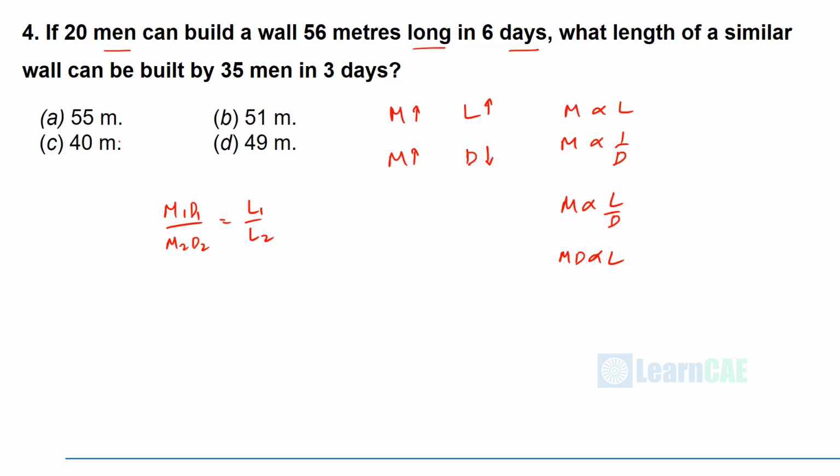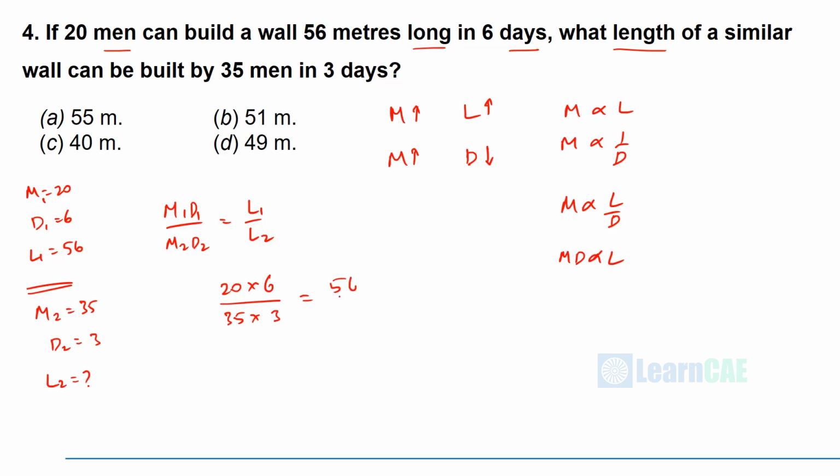That's all. So here M1 is 20, D1 is 6 days and L1 is 56. That is the first case, 20 men, 56 meters, 6 days. The next set, M2 is 35 men, number of days is 3 days, and they are asking what length of similar wall can be built, that is L2. Okay. So we shall substitute the values. 20 into D1, which is 6, divided by M2, which is 35, into D2, which is 3, is equal to L1, that is 56, and the denominator is L2. I will keep it as L2 itself.